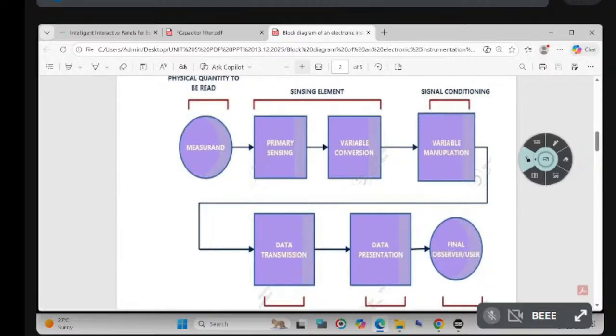From the exam point of view, you need to draw this diagram and explain each component for a 5 to 7 marks question. Explain the block diagram of electronic instrumentation system. Measurement means you take any kind of measurement, for example to measure the temperature.